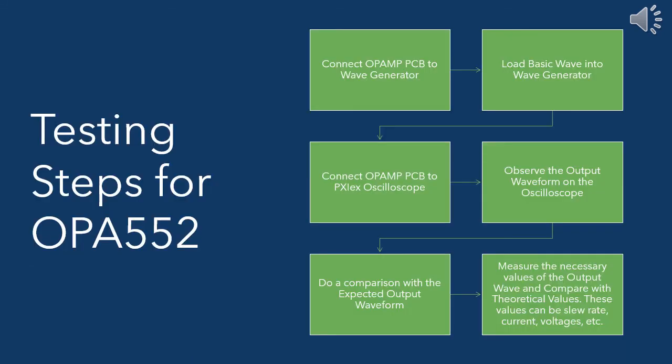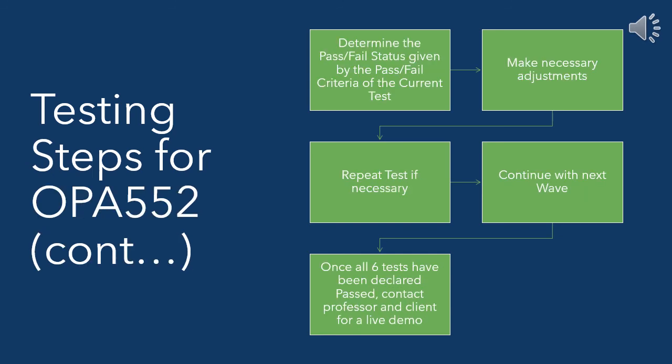To test the OPA552 will be the following. We will connect the op-amp PCB to the wave generator, load a basic wave into the function generator, connect the op-amp PCB to the PSI oscilloscope, observe the output waveform on the oscilloscope, do a comparison with the expected output waveform, then measure the values of the output wave and compare them with their theoretical values, which may be the slew rate, current, voltages, or others.